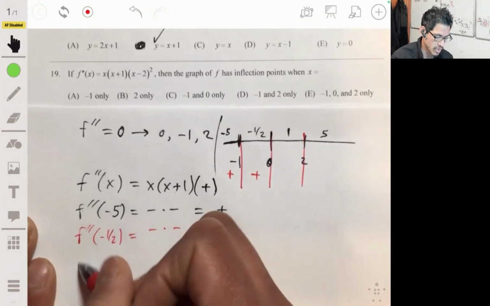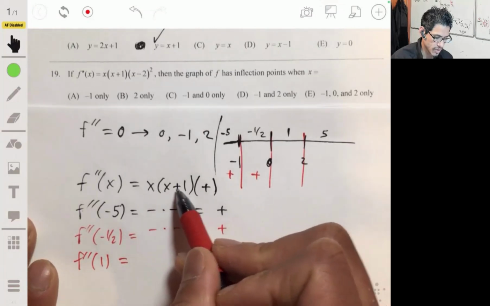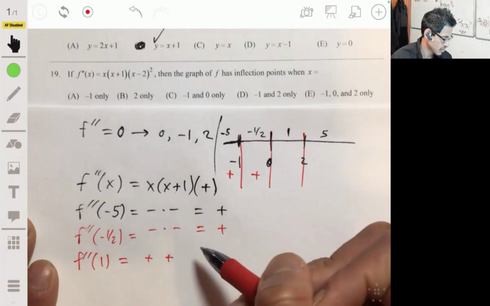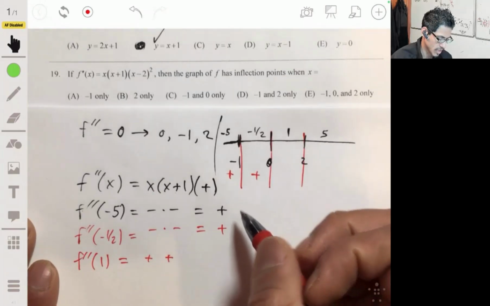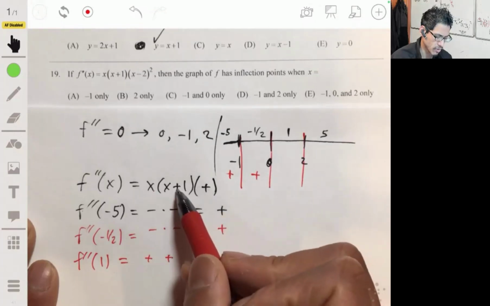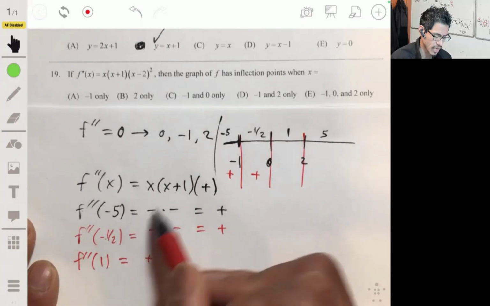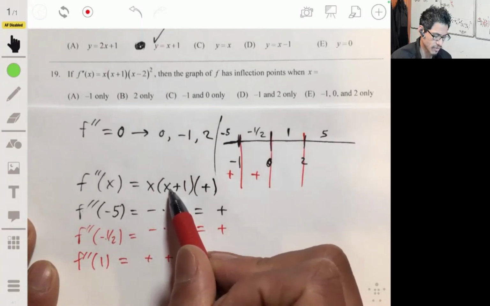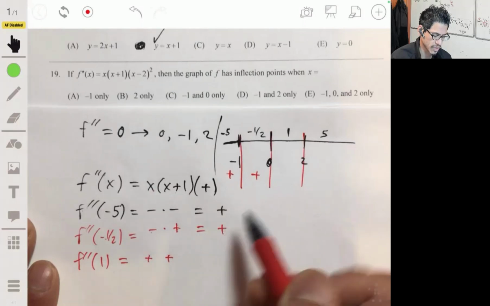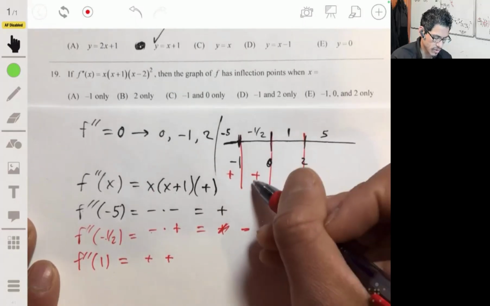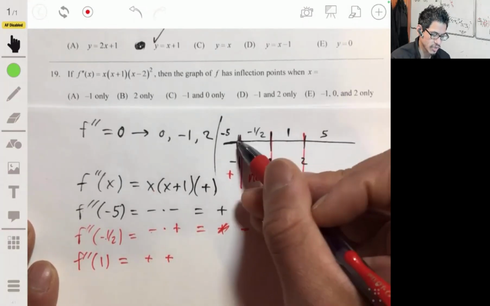Now let's plug in 1. F double prime of 1. Positive times a positive. And then, hold on a second. I think I made a mistake. Oh yeah, I did make a mistake. Sorry. F double prime of -1/2. When you plug in -1/2 into this one, you'll get a positive. So a negative times a positive times a positive. This will be a negative. So let's write negative. So there is an inflection point at -1.